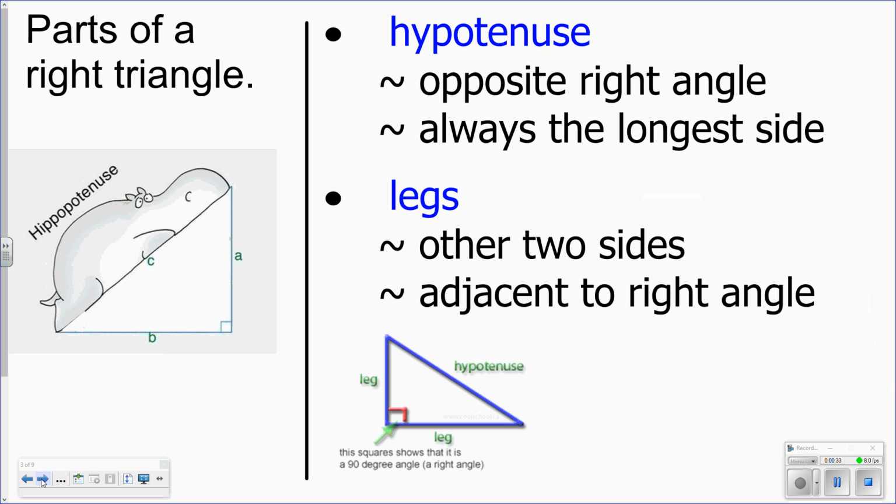So the parts of a right triangle. The hypotenuse is the one that's opposite the right angle, and it's always the longest side. The legs are the two other sides, and it doesn't matter which one is A and which one is B, but they're always adjacent to, which means next to, the right angle.